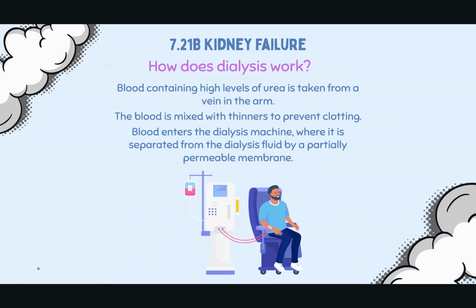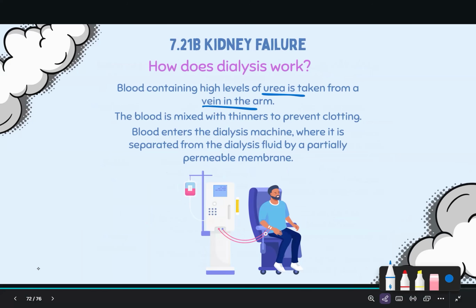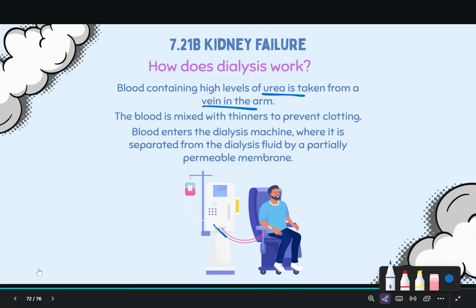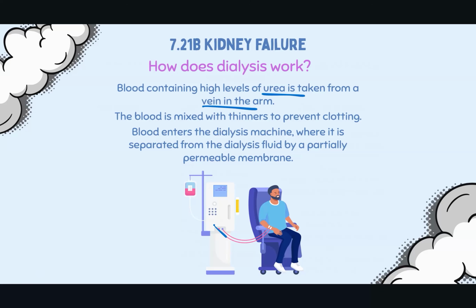So, blood containing high levels of urea is taken from the vein in the arm. You can see here one tube goes into the machine, and one tube is coming out of the machine. So the tube going into the machine is full of urea.